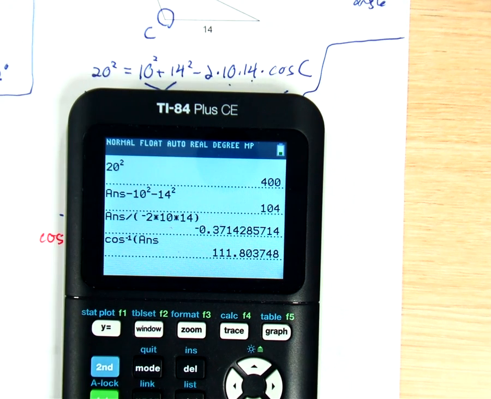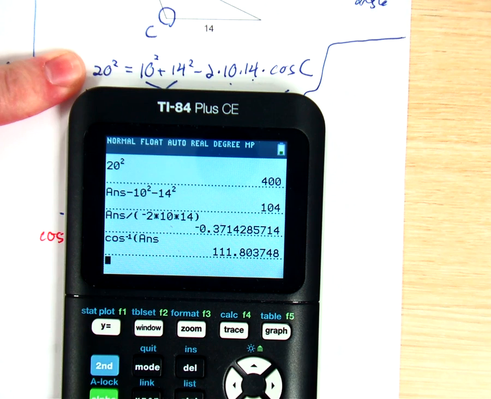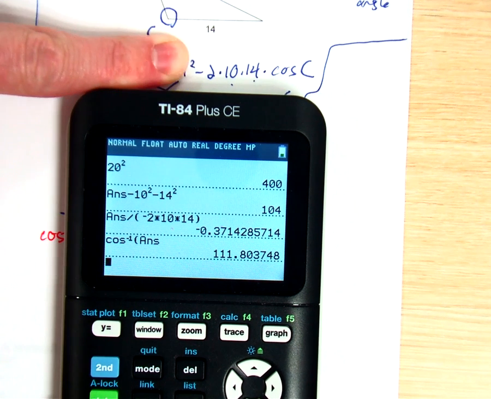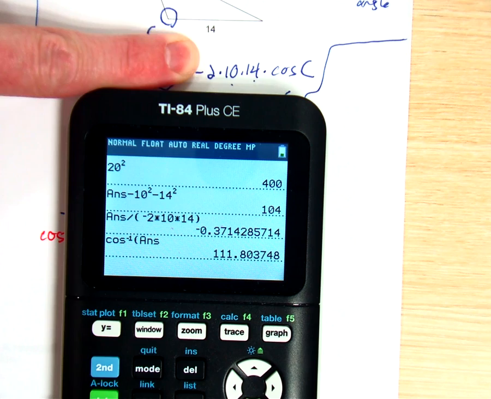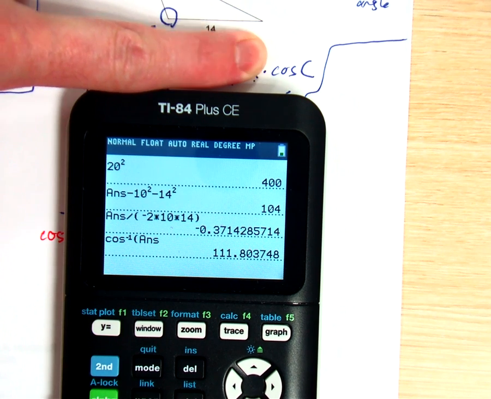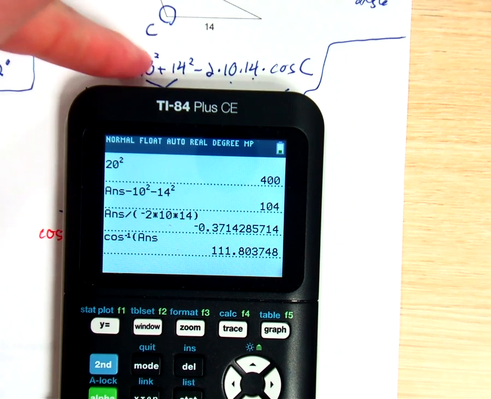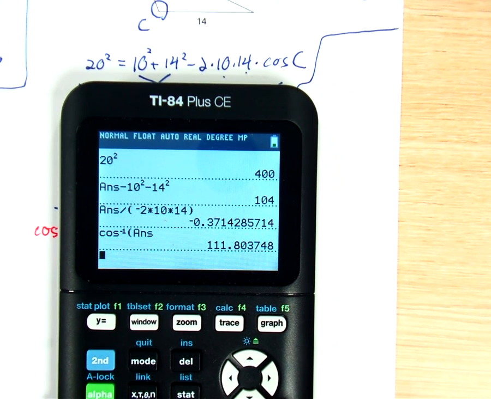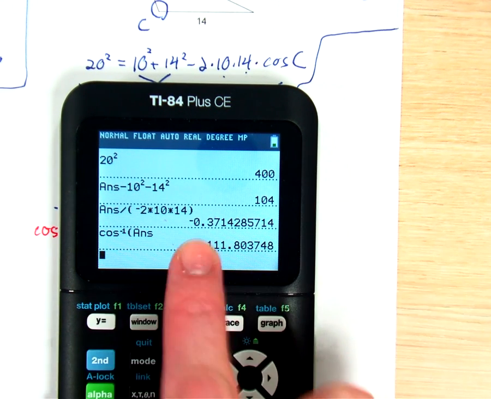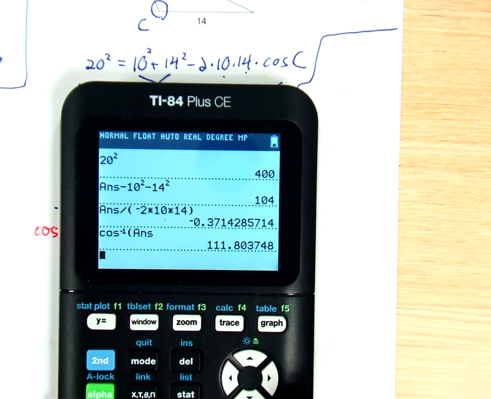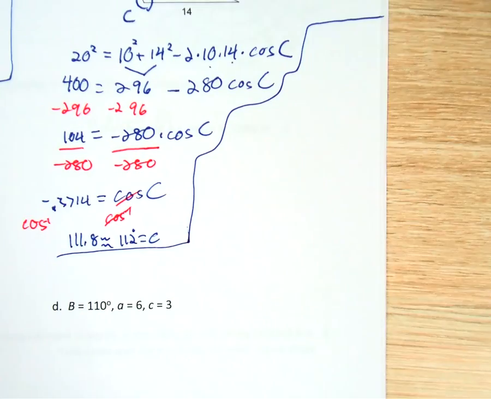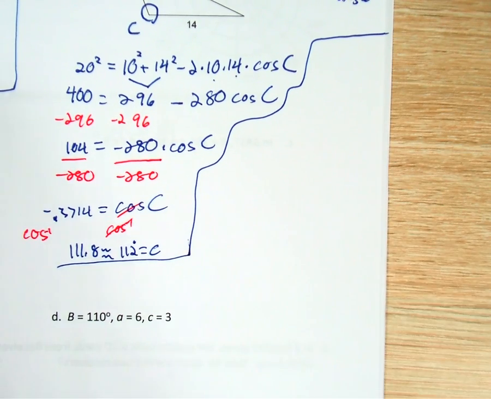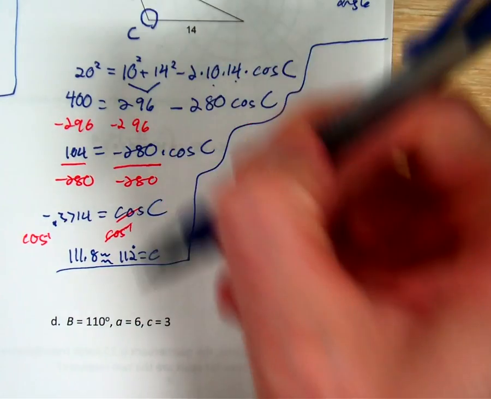So I just start here, 20 squared, 400. Minus that, enter. Divide by all those, enter, cosine inverse. And I just keep kind of sliding along the line and taking care of them one at a time. And I did it all right here in the calculator. 4 things, done. Okay? So we did the law of cosines once. Okay? We have 112 degrees in this corner.